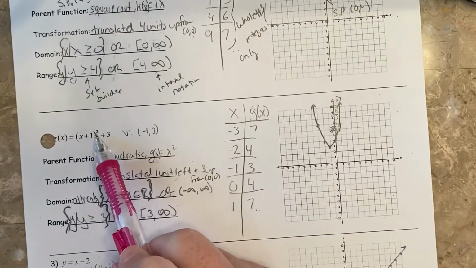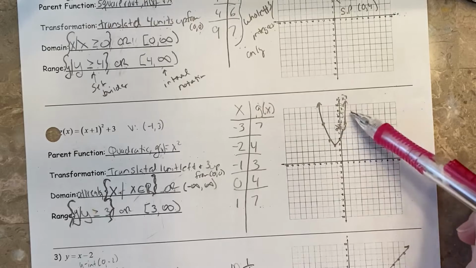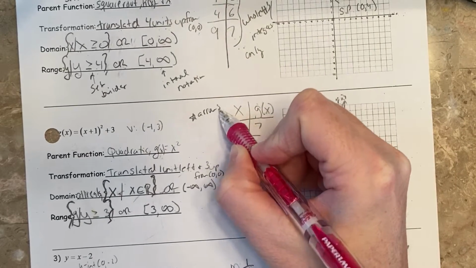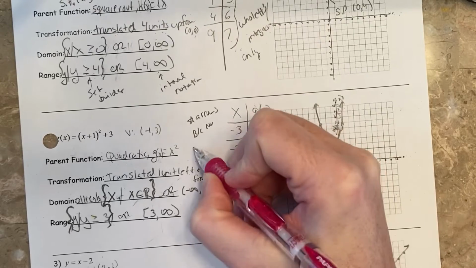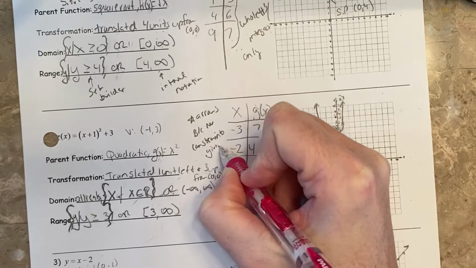Second one is going to be your quadratic because you have that squared. Okay, make sure you go and copy that table. Make sure you have arrows because no constraints given.